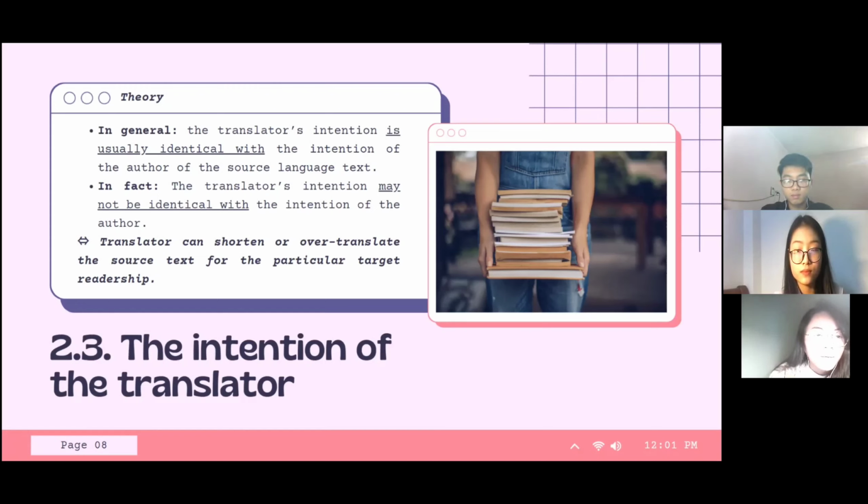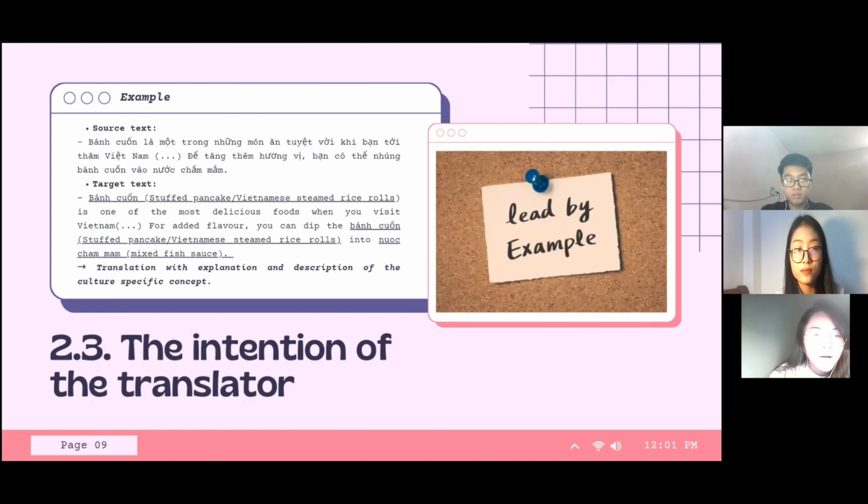For example, when the client's requirement is for advertisement, the translator can make a shorter translation of the source text. And when the client's requirement is for teaching or educating, the translator can make an over-translation of the source text. To help you understand more about this part, let's take a look at an example here about bánh cuốn. And I have an example here. You can look at the slide.